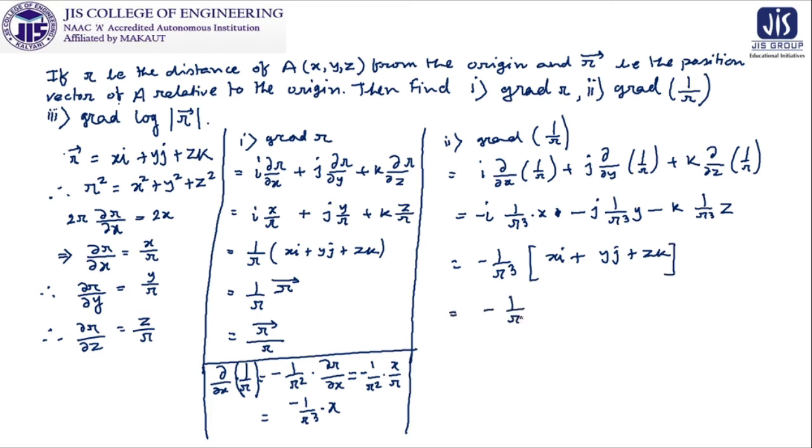And similarly, what we get, xi plus yj plus zk, is nothing but the vector r. So we can write it finally as minus vector r by r cube. We get the third problem as remaining. What is that? Gradient of log of mod of vector r. So here our job is to find out the gradient of log of mod of vector r.